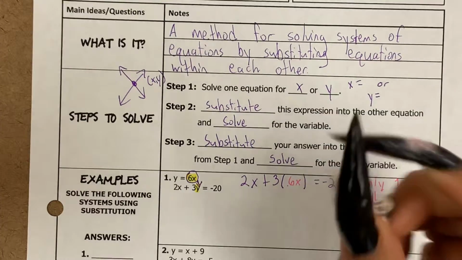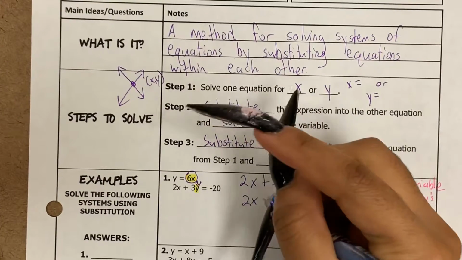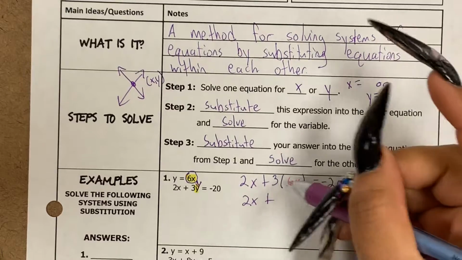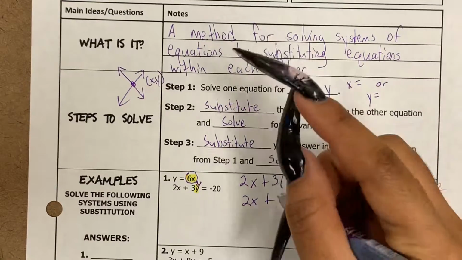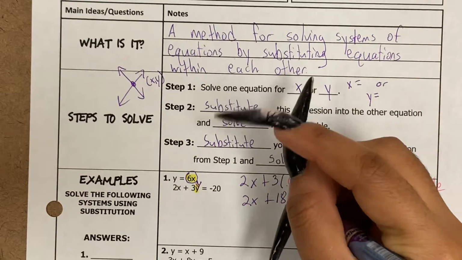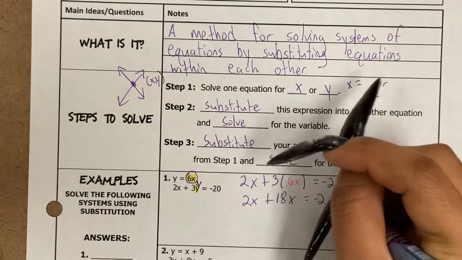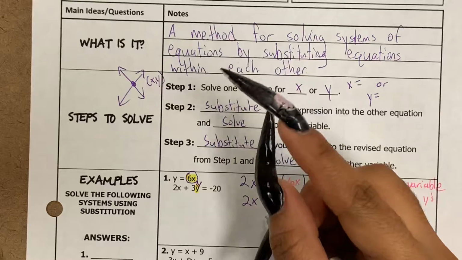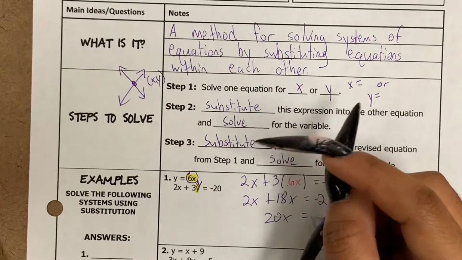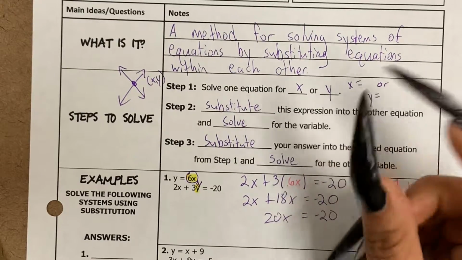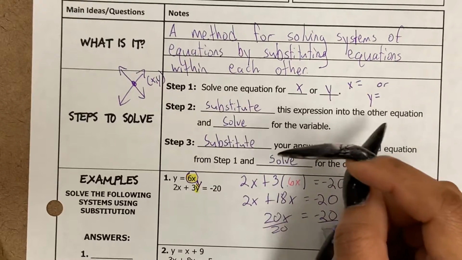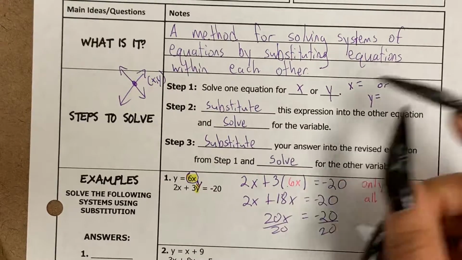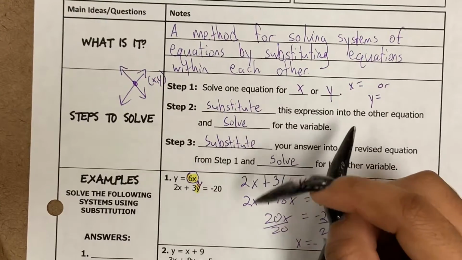So now I'm going to solve. So 3 times 6 is 18, sorry. Okay, combine like terms. 2x plus 18x is 20x. And then divide. So x equals -1.